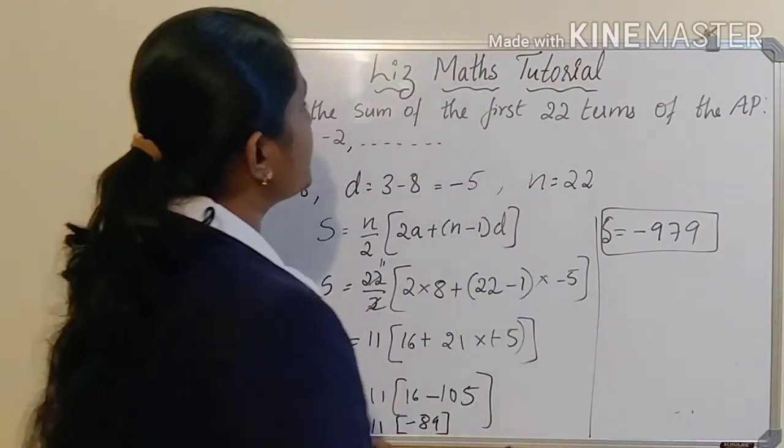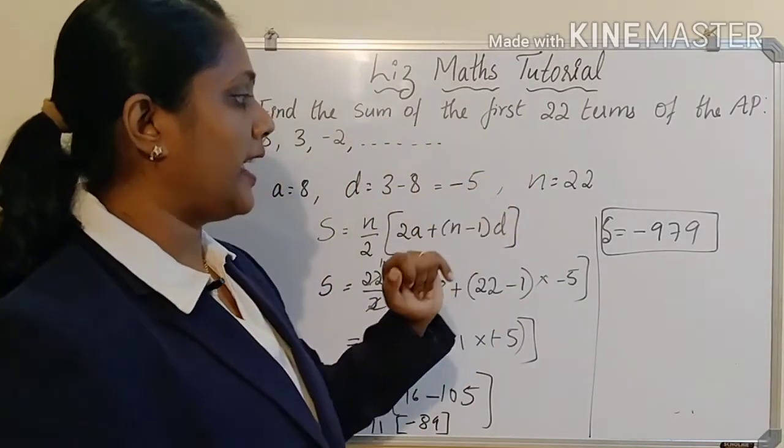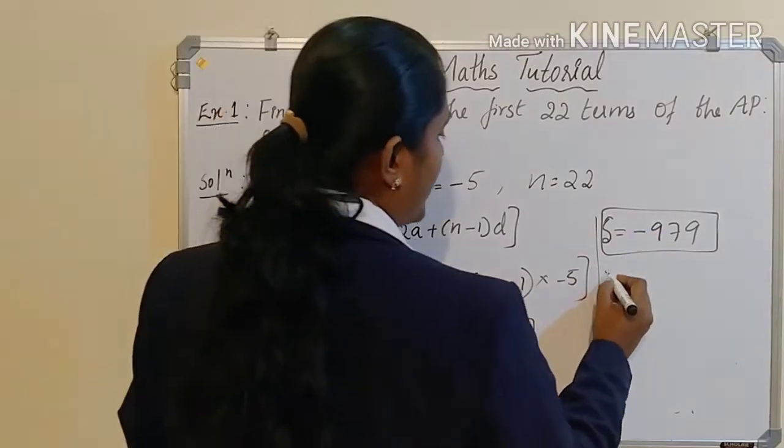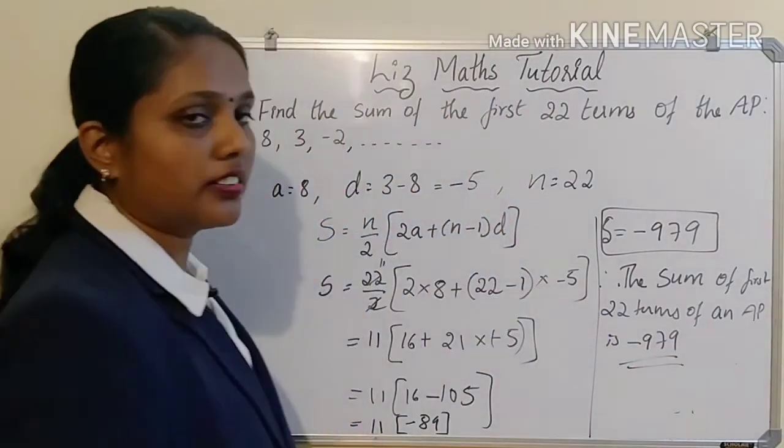Therefore, the sum of the first 22 terms of an AP is minus 979. You can write the conclusion.